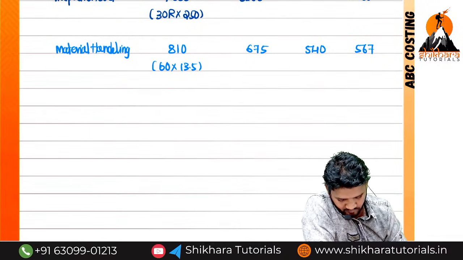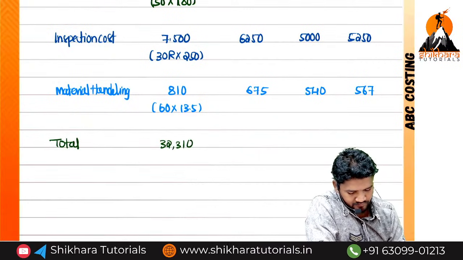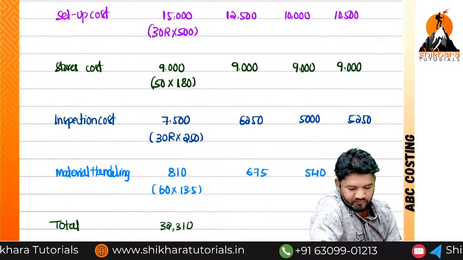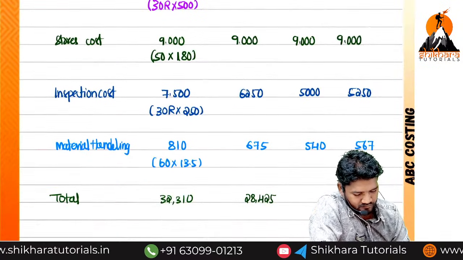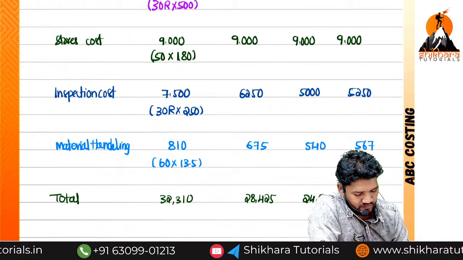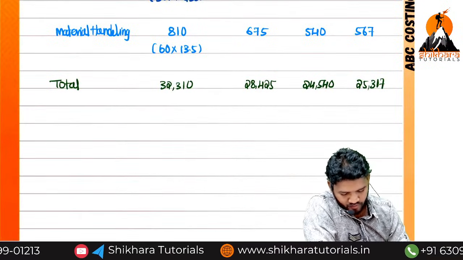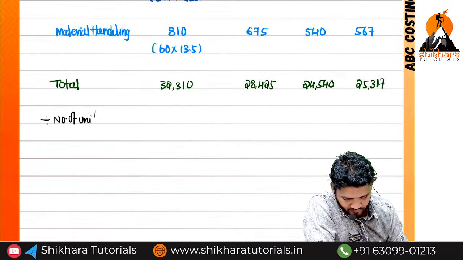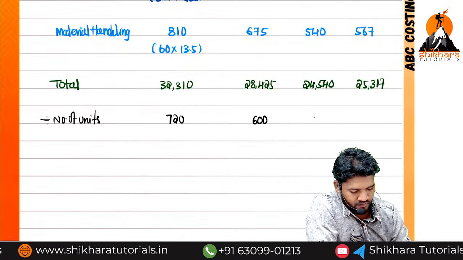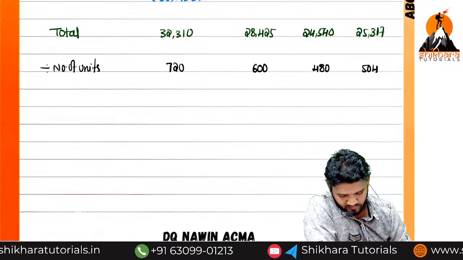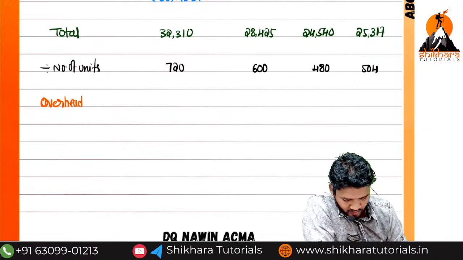Please tell me the total. 32,310. What? 425. 24,540. D? 25,317. Now we have to divide it by the number of units. Tell me the number of units. 720, 600, 480, 504. Now you will get an outcome called overhead cost per unit.